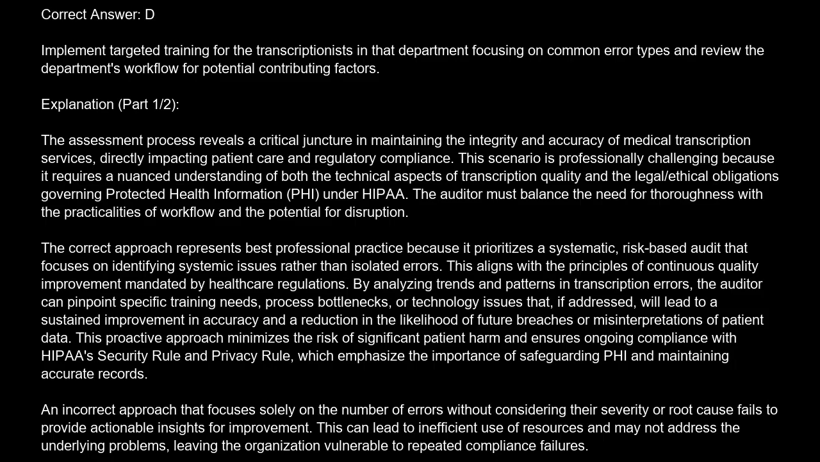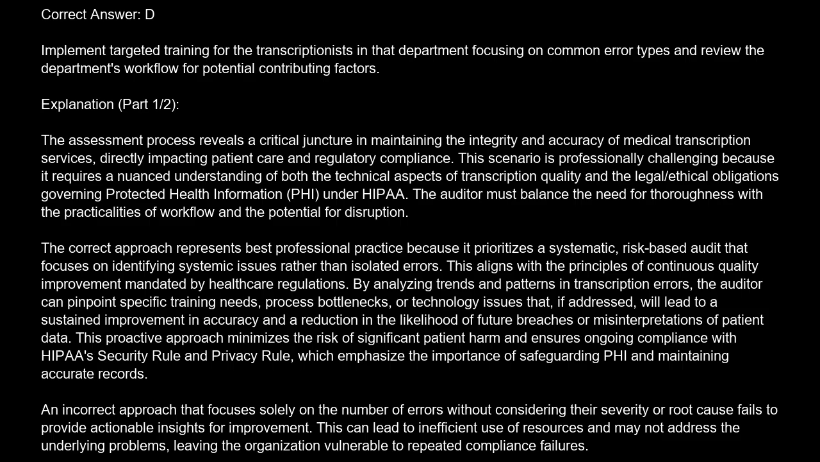The correct answer is D. Implement targeted training for the transcriptionists in that department, focusing on common error types, and review the department's workflow for potential contributing factors. Explanation. The assessment process reveals a critical juncture in maintaining the integrity and accuracy of medical transcription services, directly impacting patient care and regulatory compliance.